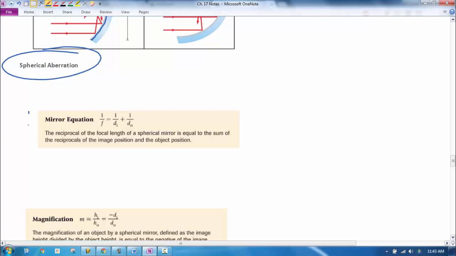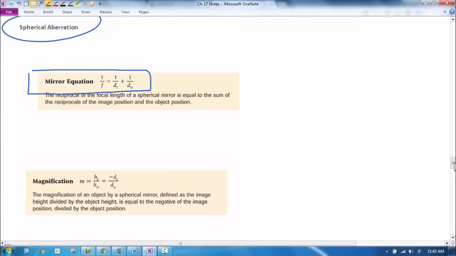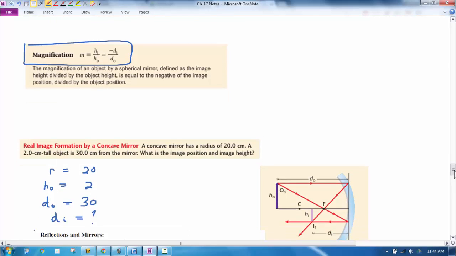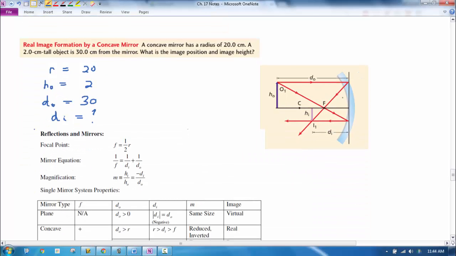All right, so here's the mirror equation that's on your formula sheet. The relationship between focal point, distance of the image, and distance of the object. Here's the magnification equation, which gives us a proportion between height and the distances that the images and objects are away from one another. And here's an example then. Let's say we have a concave mirror with a radius of curvature of 20 centimeters. The object is 2 centimeters tall, and it is 30 centimeters from the mirror, and there's a picture here for us. The question is, what is the image position and image height?